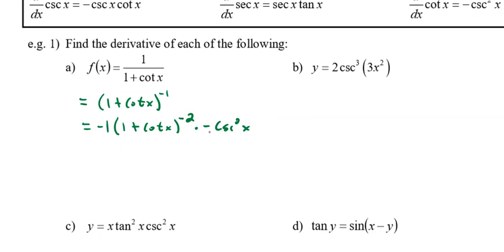And then just simplify this up. I've got two negatives, so those will become positive. So in the numerator I have cosecant squared x, and in the denominator I have 1 plus cotan x, squared. And then we're done.